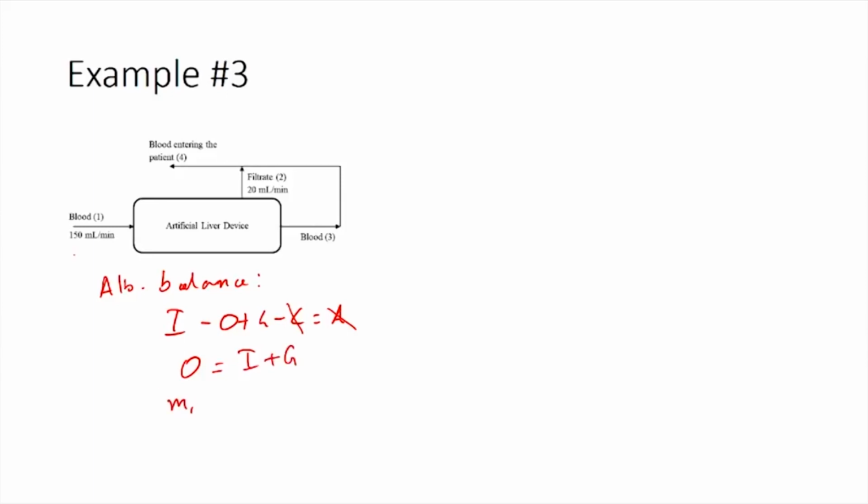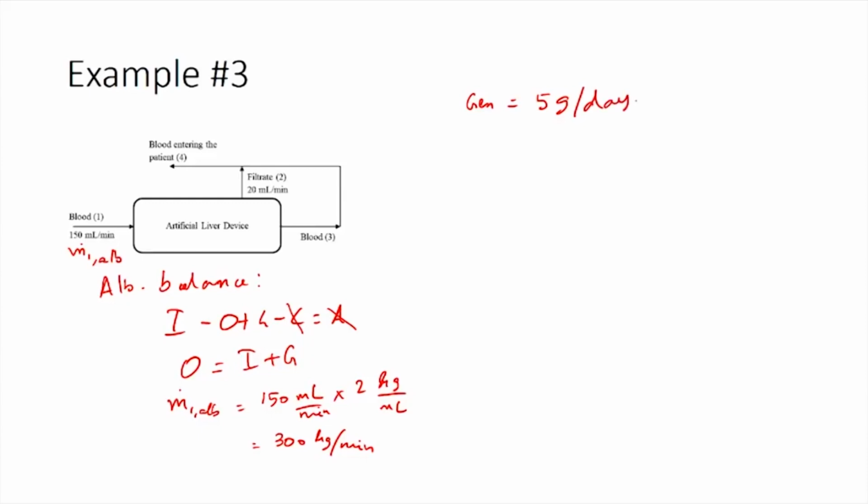The input term, we will call this M1 albumin. M1 albumin is known to be 2 micrograms per ml concentration coming in. So, 150 ml per minute times 2 micrograms per ml gives you an amount of 300 micrograms per minute. So, 300 micrograms per minute of albumin is entering into the artificial liver device. The generation term is 5 grams per day, given to you in the problem.